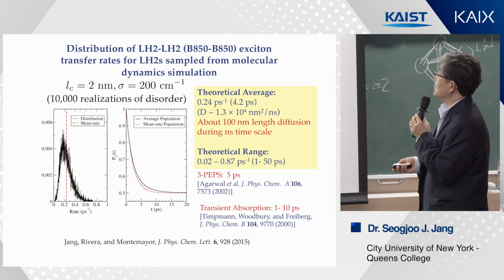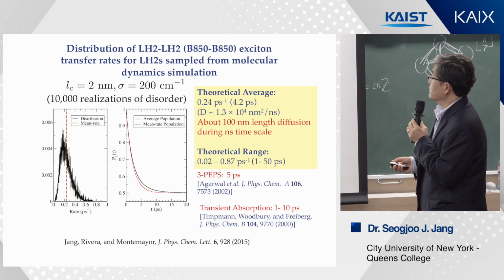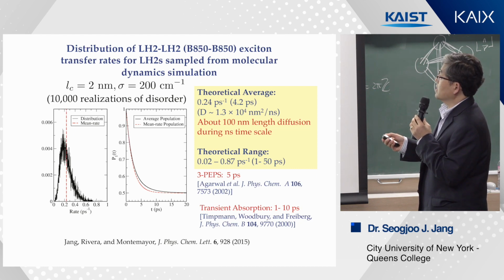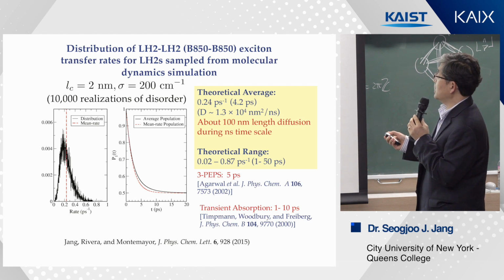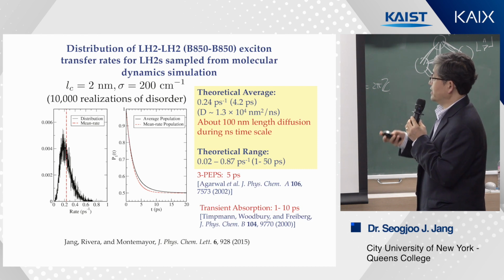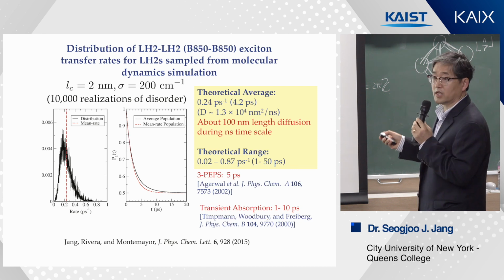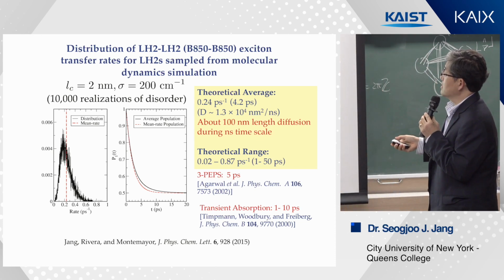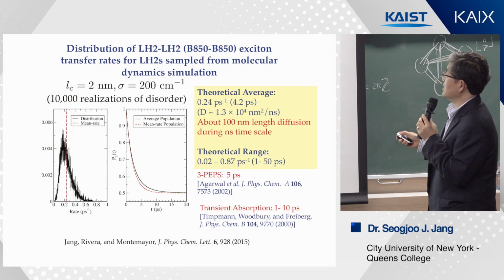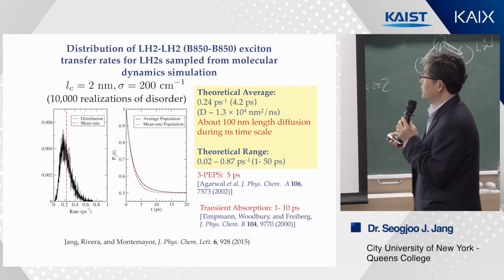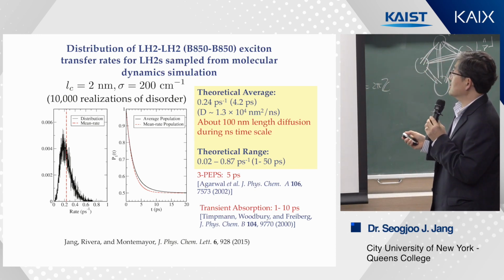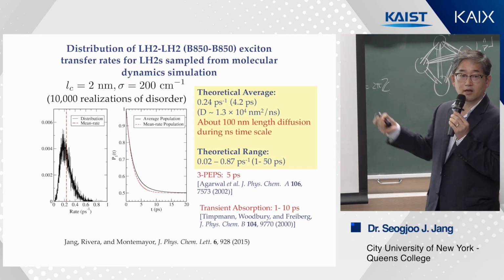Based on the calculation, we found that the average exciton transfer rate between two LH2 complexes is about 0.24 per picosecond. So our prediction is that it takes about 4 picoseconds for an exciton to transfer from one LH2 to the other. When you convert this to a diffusion constant, it amounts to excitons being able to transport about a 100 nanometer length scale during their nanosecond lifetime.